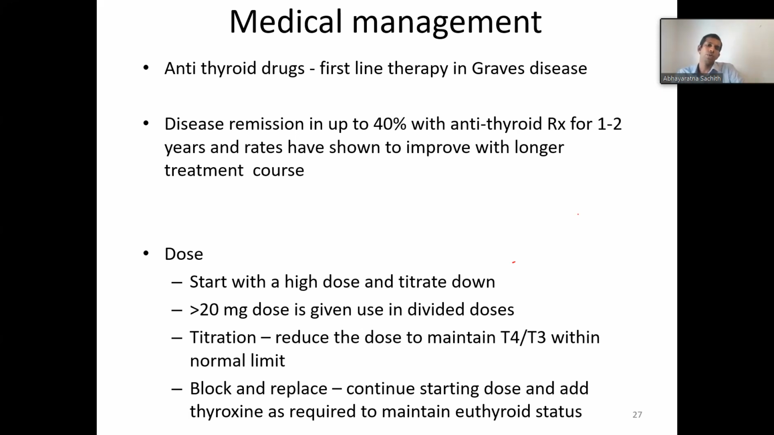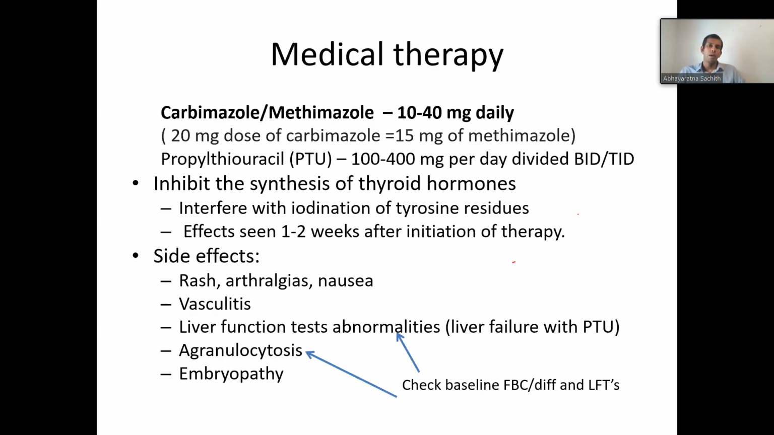We don't use block and replacement that much because a high dose of carbimazole is used, and they tend to have more side effects. So we prefer the titration regime. And block and replacement is contraindicated in pregnancy because a high dose of carbimazole can cause fetal hypothyroidism. Carbimazole and methimazole are both available, and the other treatment is propylthiouracil. Can any one of you tell me what is the difference between carbimazole and methimazole?